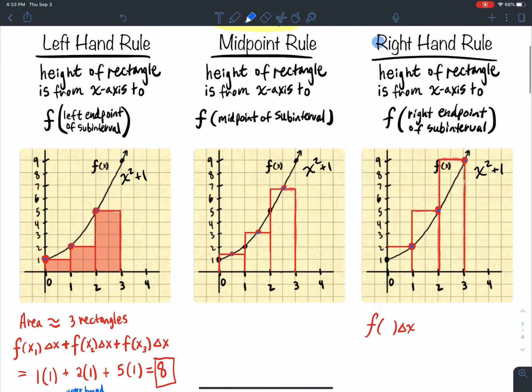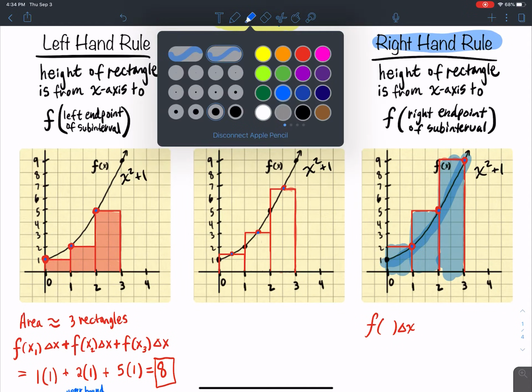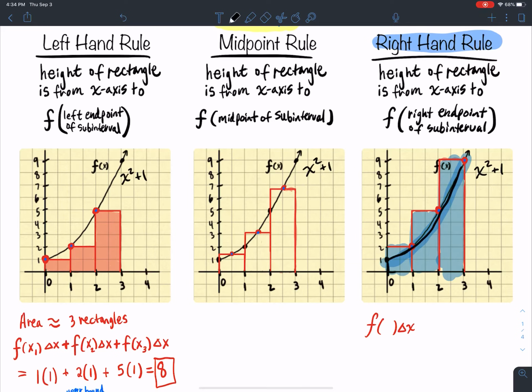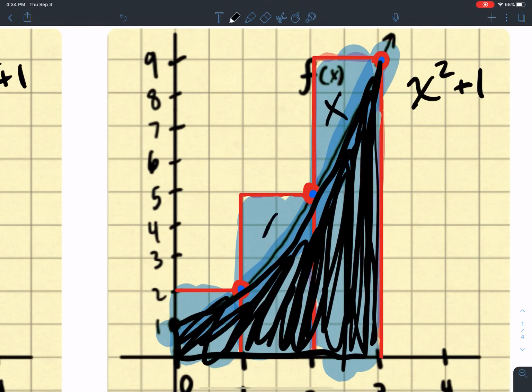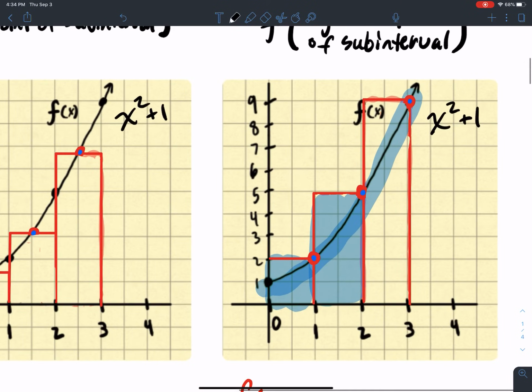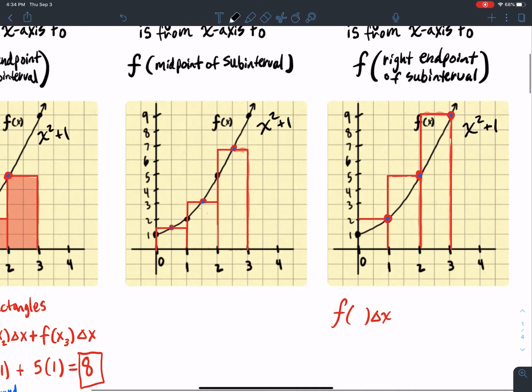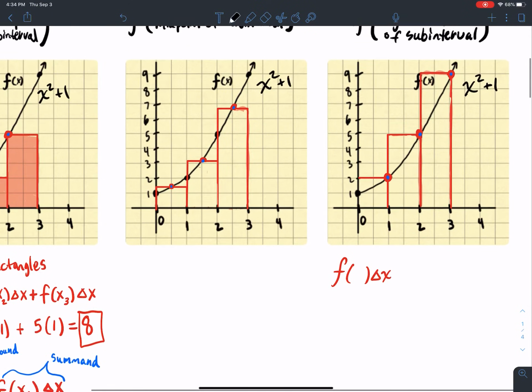Now the right-hand rule, if it's an increasing function, what do you notice? Well, it looks like these rectangles are going to get all of the area they're supposed to, right? That's all of the area that they're supposed to get in black right there. But what else happened? I also got area that I was not supposed to get. So the right-hand rule for an increasing function on that interval would end up being an over approximation.